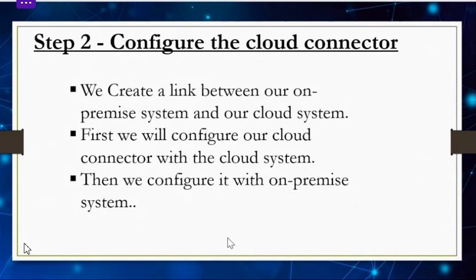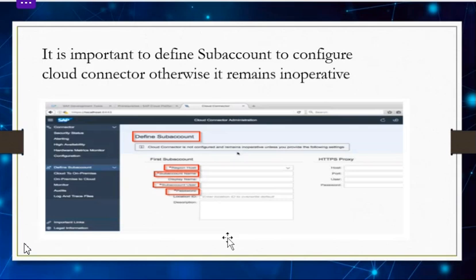Step 2, we configure the Cloud Connector. We create a link between our on-premises system and our cloud system. First, we configure our Cloud Connector with the cloud system. Then we configure it with our on-premises system. It is important to define a subaccount to configure Cloud Connector. Otherwise, it remains inoperative.